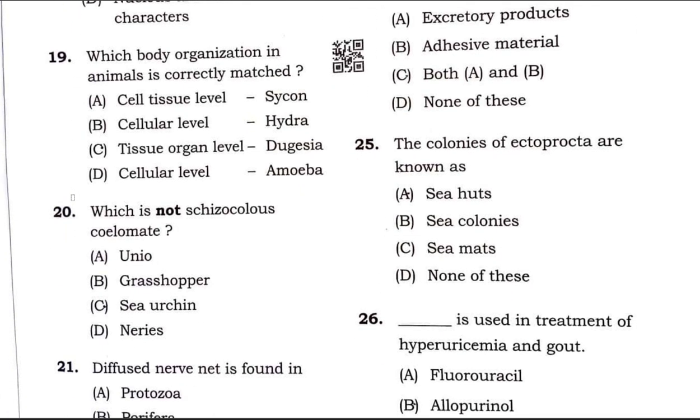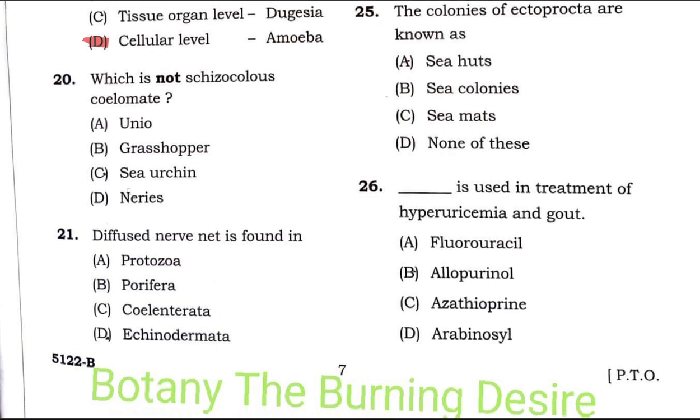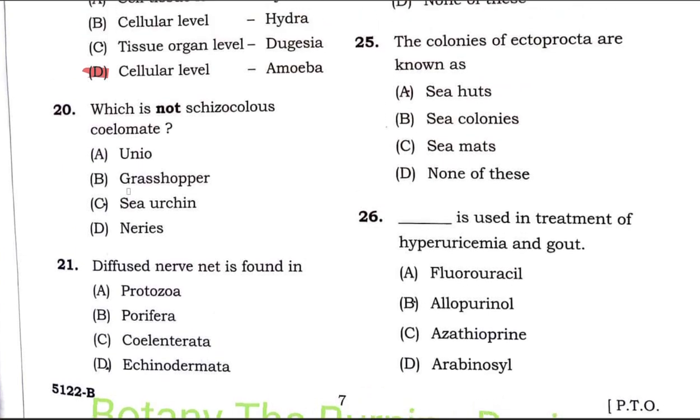Which body organization in animals is correctly matched? I'm again suspicious here, but this is unicellular amoeba, so this is the most correct. I'm looking here: cell tissue level. I'm not sure about either; it can be cell level or it can be tissue level. Tissue organ level. I'm again suspicious about this, but let's see what MPPSC gave us in their answer key.